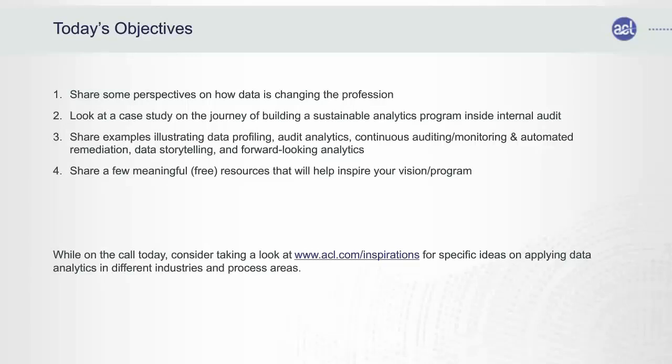I hope that as we spend an hour together, everybody comes out of this with at least one idea, something useful that you can take back and action immediately. One thing I might suggest looking at as we go through the presentation is a link at the bottom of the page, www.acl.com/inspirations. It has specific places to use data analytics in the audit process, by industry and by business process area. As I present this content, which is quite general today, you might find ideas there on very specific cases within your industry, process areas, or risk areas that you're concerned about, and what kind of data analytics might be useful in your scenario.